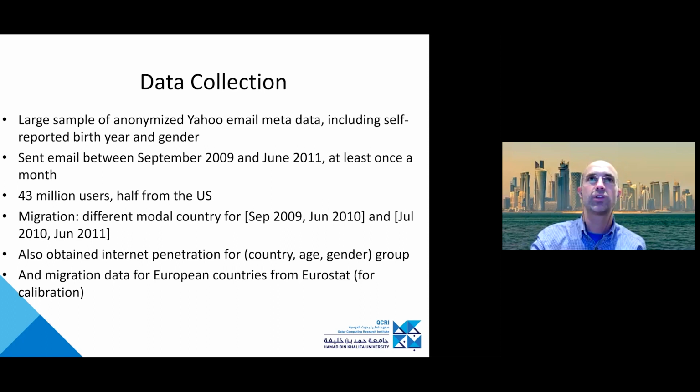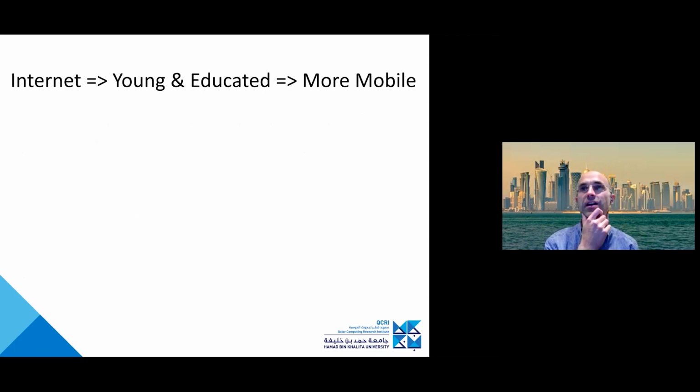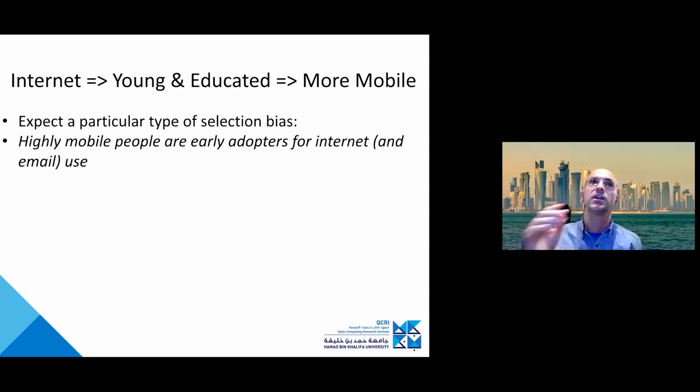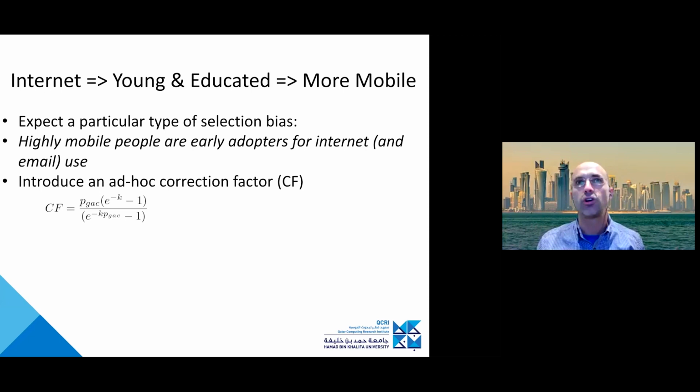Okay, so then in terms of methodology, we knew from the outset that especially 10 or 12 years ago, people who used email were probably more likely to be young, educated, and therefore also more mobile. So extrapolating from those to the whole population would almost surely give us an overestimate of international mobility. Right? And so to correct for this, we basically came up with an ad hoc correction factor.